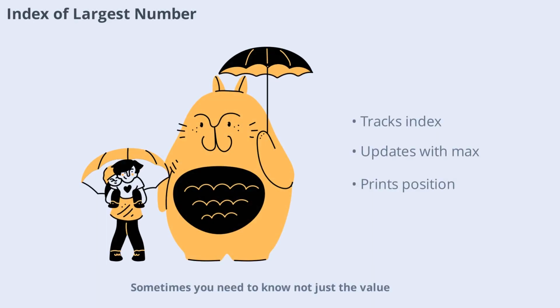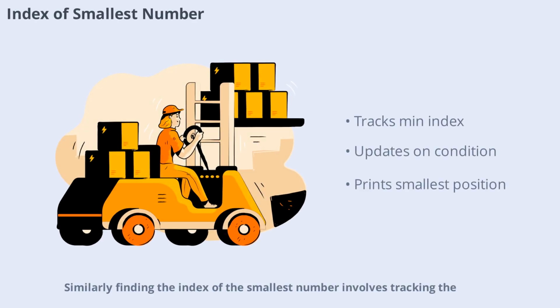Sometimes, you need to know not just the value but the position of the largest number in an array. This program tracks both the maximum value and its index, printing the index at the end. This is essential for tasks where position matters. Similarly, finding the index of the smallest number involves tracking the minimum value and its position as you scan the array. This logic is widely used in sorting and selection algorithms.